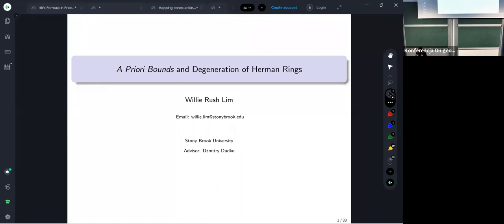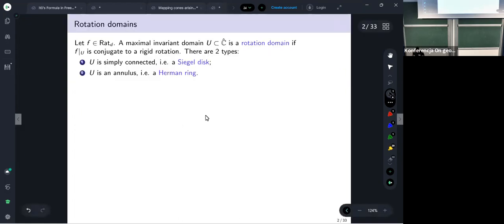Let's just start with some background. Suppose F is a rational map of degree D. Recall that if U is a maximal invariant domain of this F, it is a rotation domain if F is conjugate to a rigid rotation. There are two types. If it's simply connected, then we call this a Siegel disk. Otherwise, it's an annulus, and we call this a Herman ring.